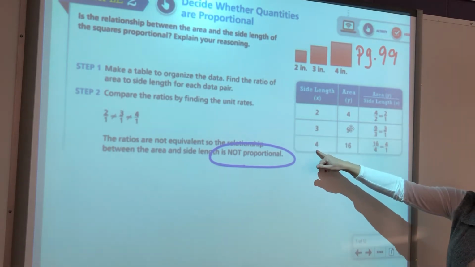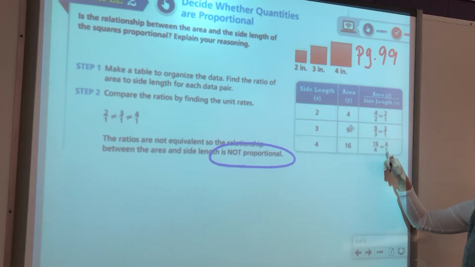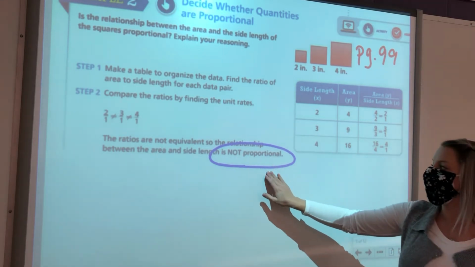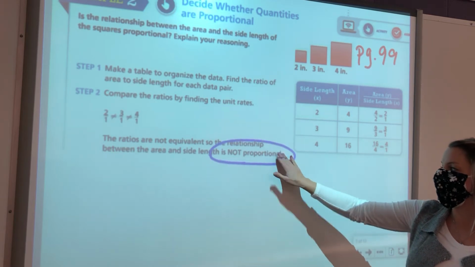A 4-inch square, 4 times 4 is 16. 16 divided by 4 is 4 over 1. 2 over 1, 3 over 1, 4 over 1. Proportional? No. No, because they're not all equivalent. So the ratios are not equivalent, so the relationship between the area and the side length is not proportional.